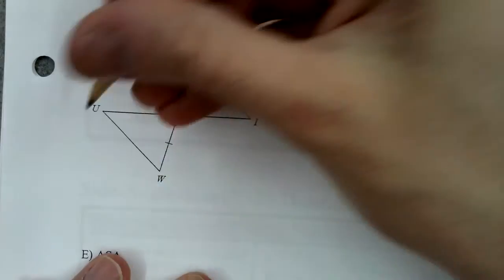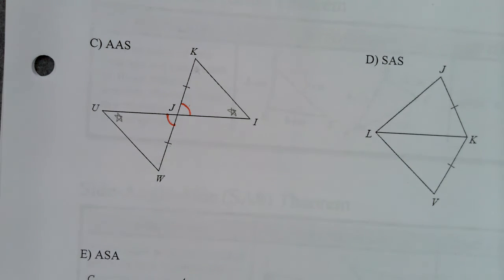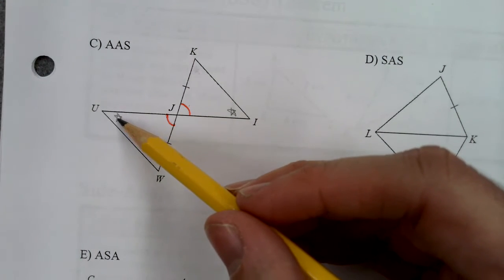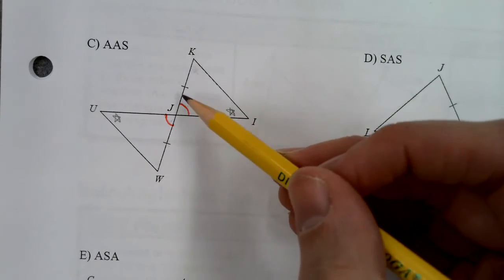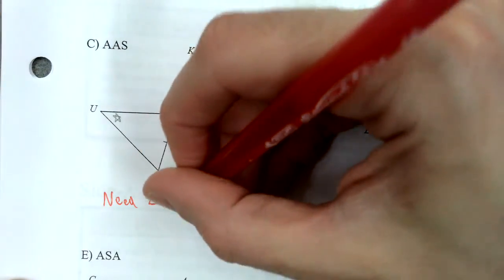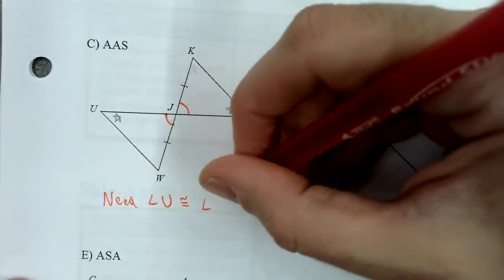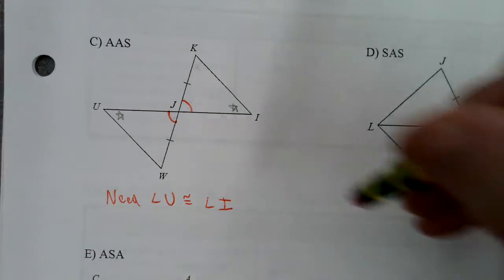What you need is angle U congruent to angle I, because if you had that, then it does go angle, angle, side, angle, angle, side. So that's what you need. You need angle U to be congruent to angle I. If you had that, then you would have angle, angle, side.